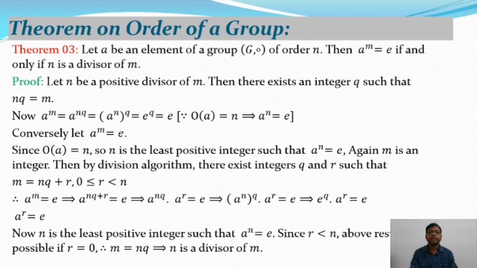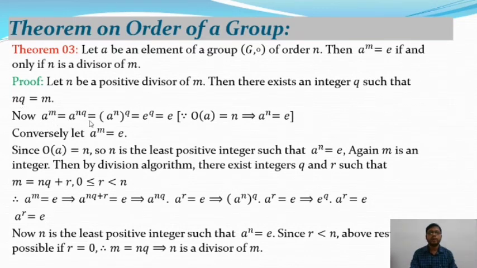Let n be a positive divisor of m, then there exists an integer q such that nq is equal to m, where q is the quotient and the remainder is 0. Therefore a to the power m is equal to a to the power nq, where m is equal to nq.